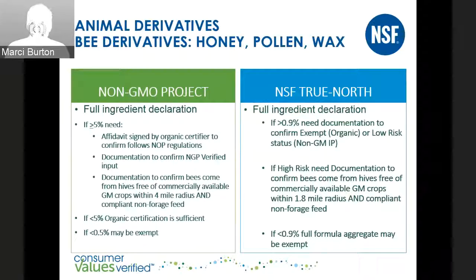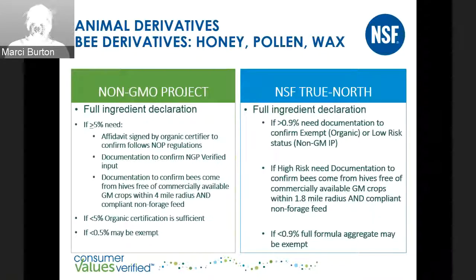And now talking about animal derivatives from bees, bee being the animal, we're talking honey. For Non-GMO Project compliance, we need the full ingredient declaration, so it says 100% honey. And then if it's greater than 5%, the pathway is going to be either the affidavit from the organic certifier to confirm that it followed NOP regulations, or the other option would be to get a Non-GMO Project Verified honey. There are quite a few available, and the list is growing.